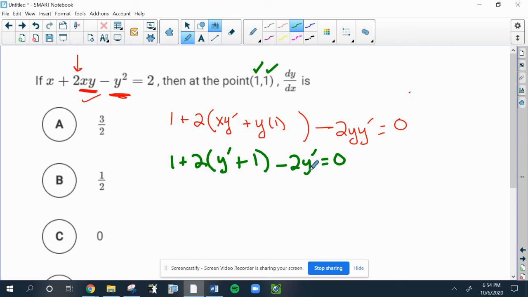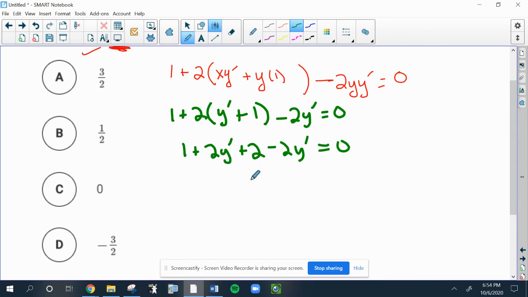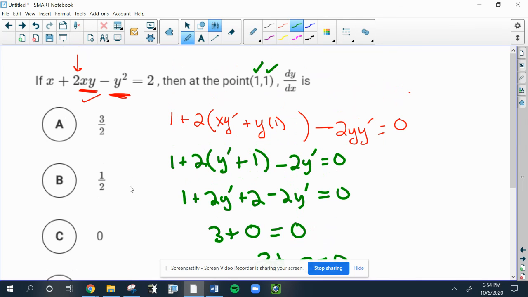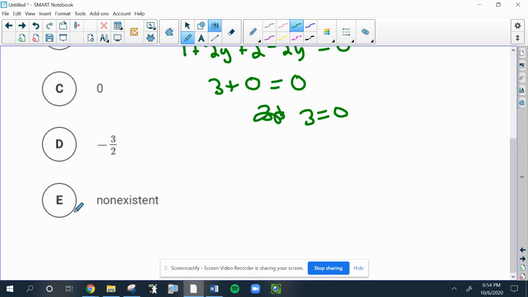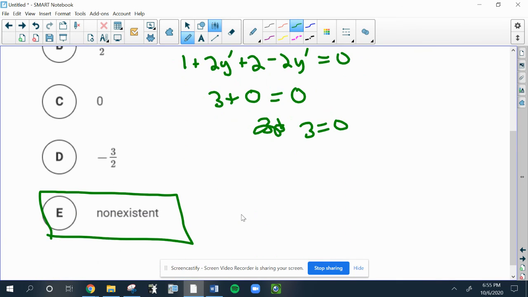Now you just solve for y prime, because that's what you're asked to do. So 1 plus 2y prime plus 2, I distributed the 2. Combine like terms. 2y minus 2y is nothing. So I did not expect this to happen, I promise you that. But it can happen. The y primes cancel out, so I'm not getting an answer. So it's possible that it's non-existent. Now that's probably because it's a vertical tangent line, undefined slope, but it definitely can happen. So there you go.